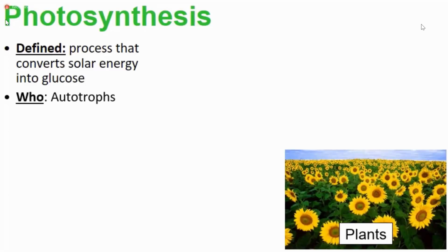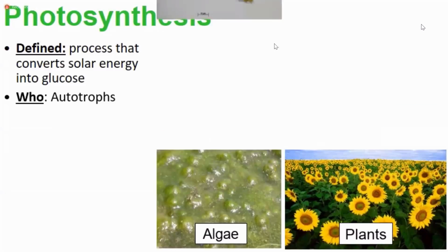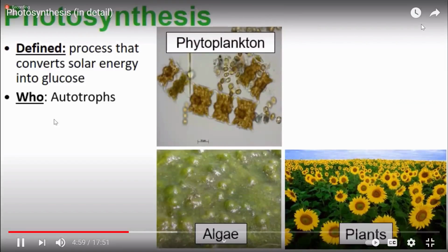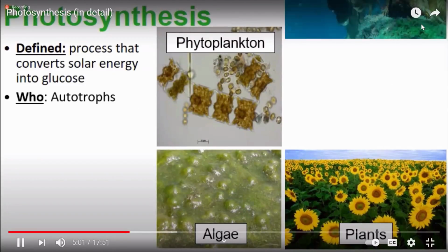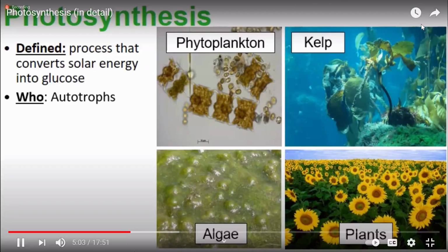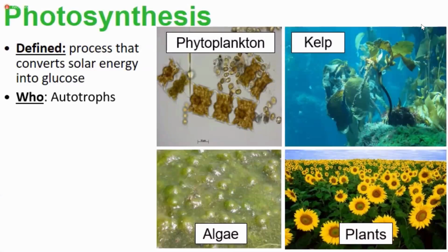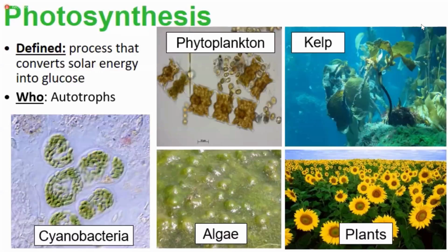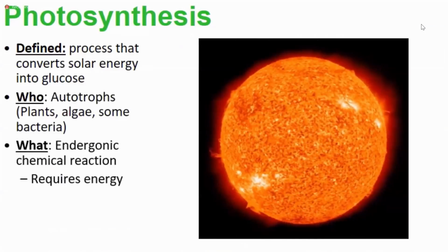Now, we typically think of plants as doing photosynthesis. But they're not the only ones. Algae, phytoplankton, the basis of ocean food webs, kelp. Kelp can grow into these enormous underwater forests, and even some bacteria known as cyanobacteria are photosynthetic. So there's a lot more autotrophs than just plants.